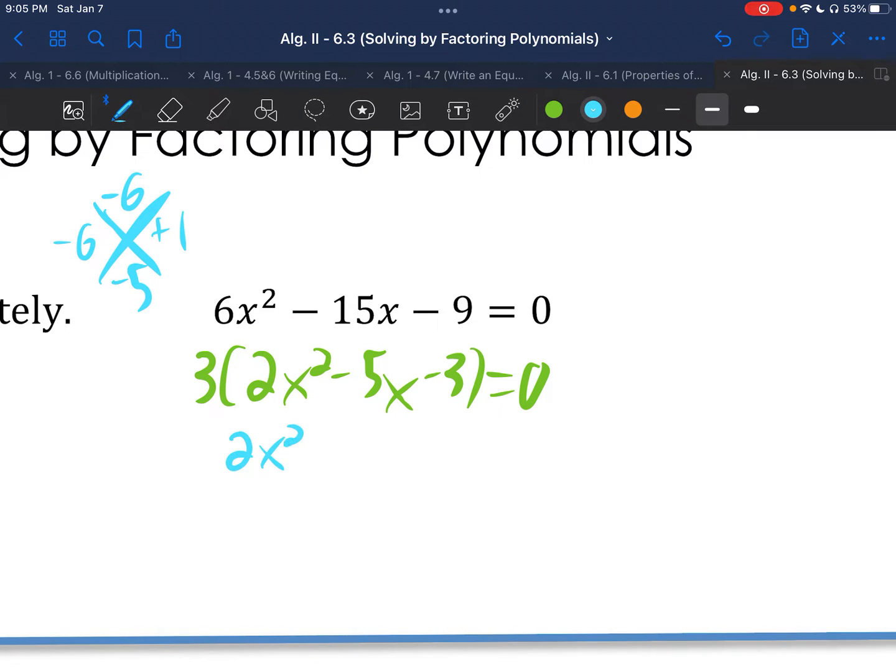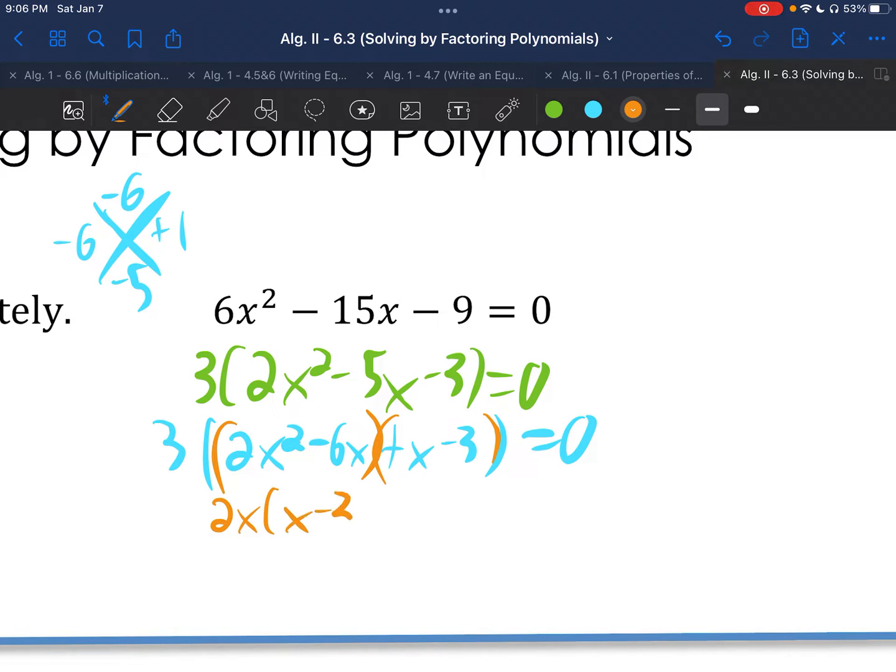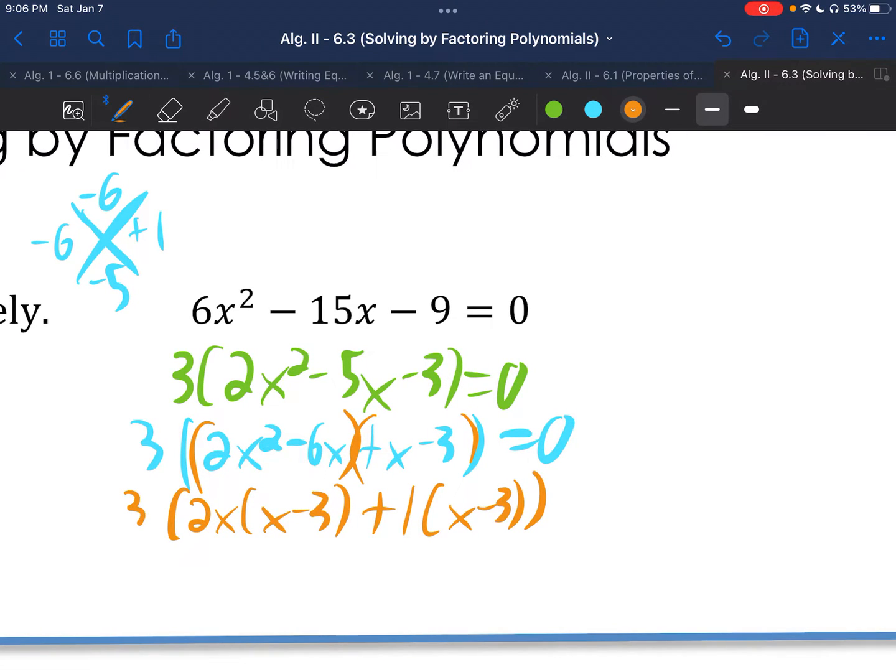So we rewrite it 2x squared minus 6x plus x minus 3, and we put that 3 out in front, and it's equal to 0 still. Now we group the first 2 terms, the last 2 terms, taking the sign with the third term. First 2 terms, they have a 2x in common. We're left with x minus 3. Second ones just have a 1 in common, so we're left with x minus 3. And don't forget the 3 out in front as a GCF, and it's all equal to 0 still.